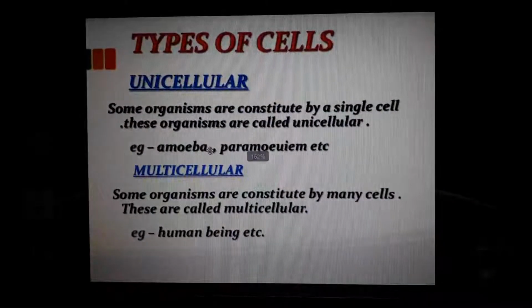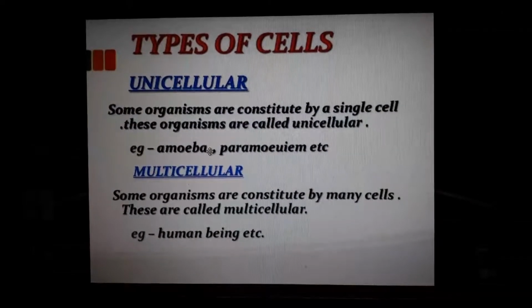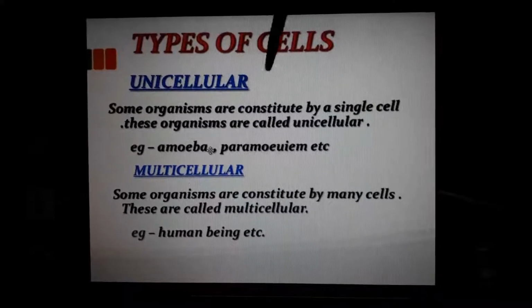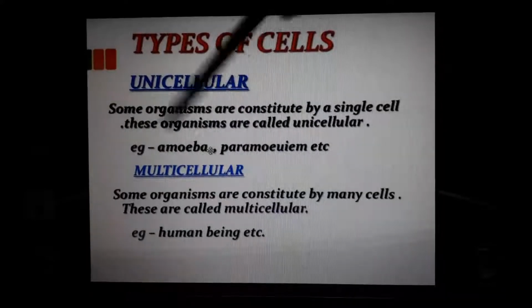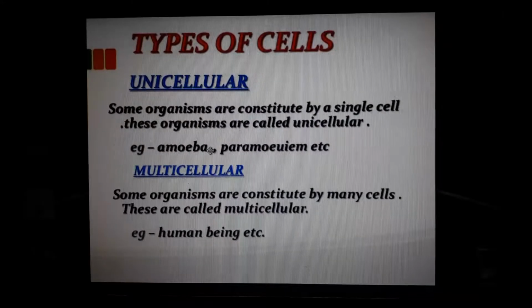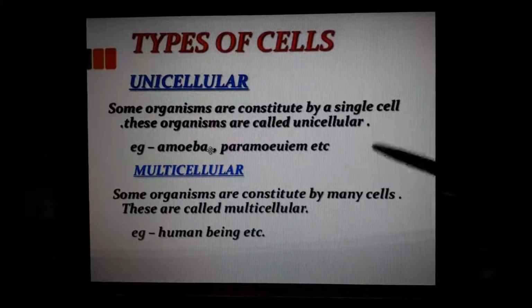So, types of cells: unicellular or multicellular organism. Unicellular organisms are organisms which have only one single cell. Examples are amoeba and paramecium. We studied amoeba and paramecium in earlier classes, and I think we have to study them in this chapter also. Multicellular organisms, for example human beings, have two or more cells, or millions of cells also.